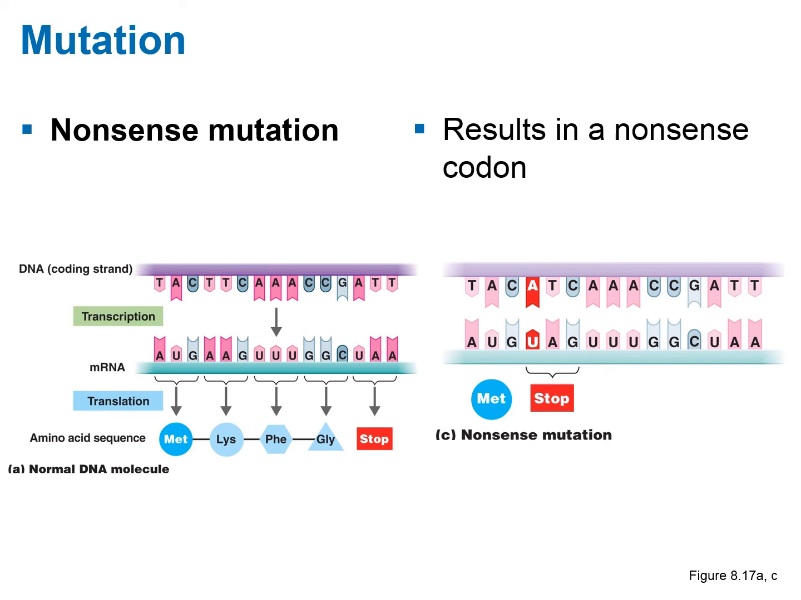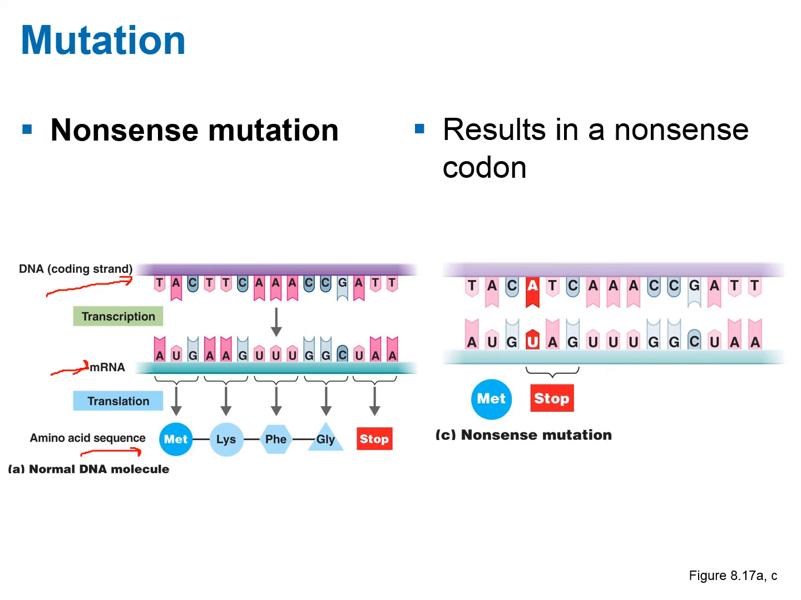Let's look at nonsense mutations. In a nonsense mutation, you get a one nucleotide change and it introduces a stop codon. And remember, stop codons stop translation. So that means you get truncated proteins or shortened proteins that may or may not function properly in the cell. Here's an example. So our normal sequence is in purple here, and it's been transcribed to make this messenger RNA, and then that messenger RNA has been translated to give us methionine, lysine, phenylalanine, and glycine as a sequence.